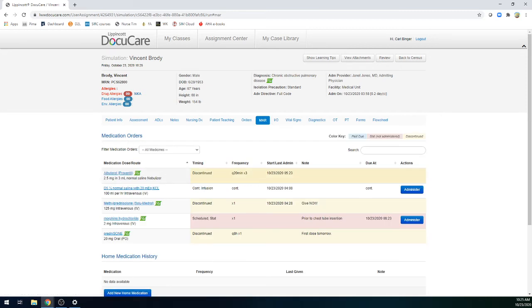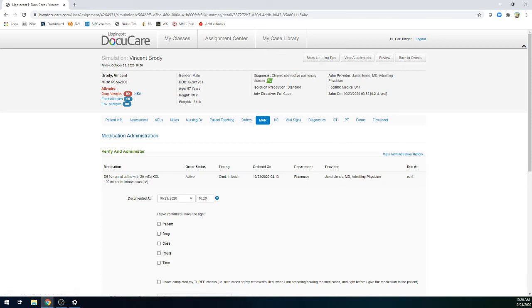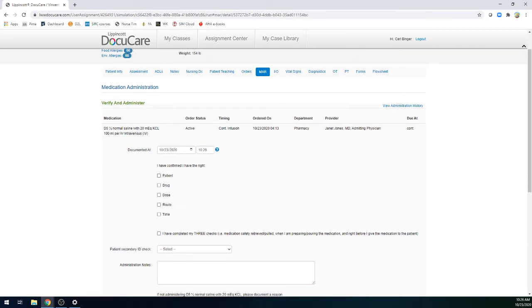The MAR was another thing that many had asked about. D5 half normal saline with 20K. You said it was already running. Yes, it was already running from the time before you. But I know as a good nurse, you're going to check to make sure that it is infusing correctly at 100 milliliters per hour. And how am I going to say I checked that? Hit the administer button. I have confirmed my rights.